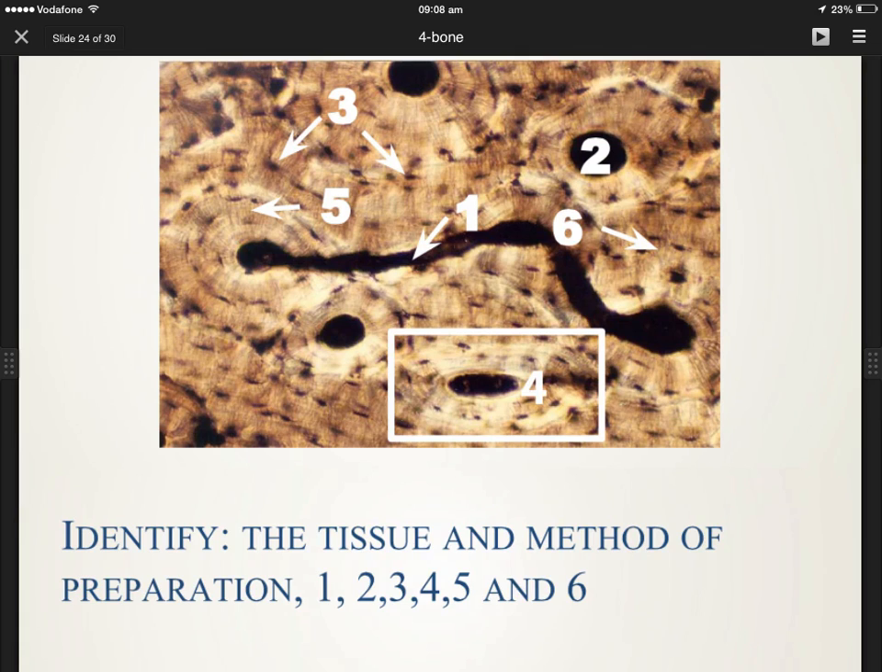4 we have the Haversian system or osteon, 5 we have concentric lamellae containing canaliculi, 6 here it is also denoting the canaliculi, so you can mention in 5 the concentric lamellae and in 6 the canaliculi.